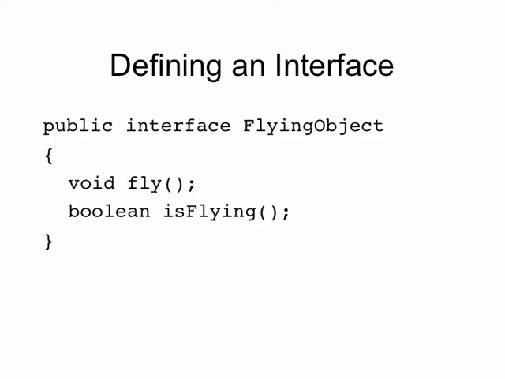In this case, a FlyingObject has a method fly, which returns a void, and it has a predicate method isFlying, which returns a boolean. Remember, both of these are public and abstract by default, and necessity, so we don't put the words public and abstract.